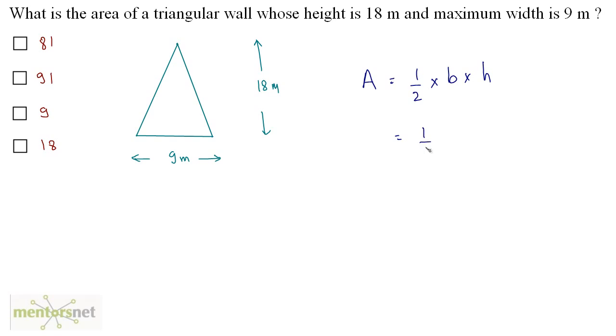Okay, so half into base is 9, into height is 18. 2 times 9 is 18, right? So 9 times 9, that's 81 meter square. So option A is the correct answer.